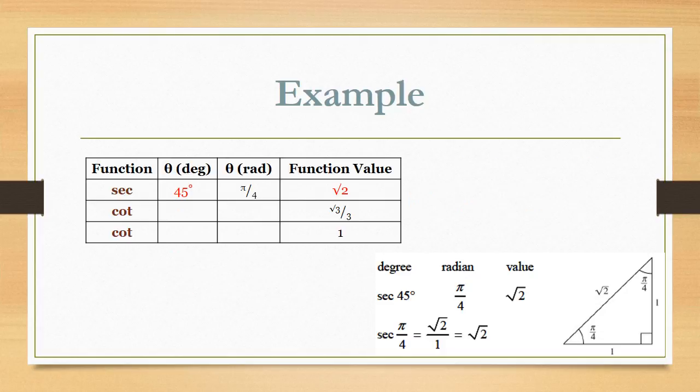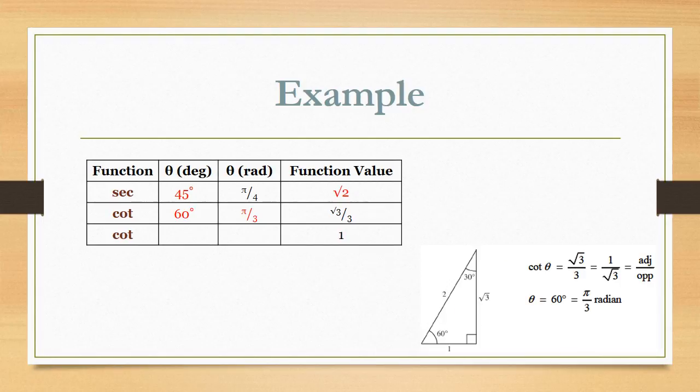So pi over 4 corresponds to 45 degrees, and you see the triangle there. So once we draw that, the secant is the reciprocal of cosine, and the cosine would be 1 over the square root of 2, so the secant would just be the square root of 2.